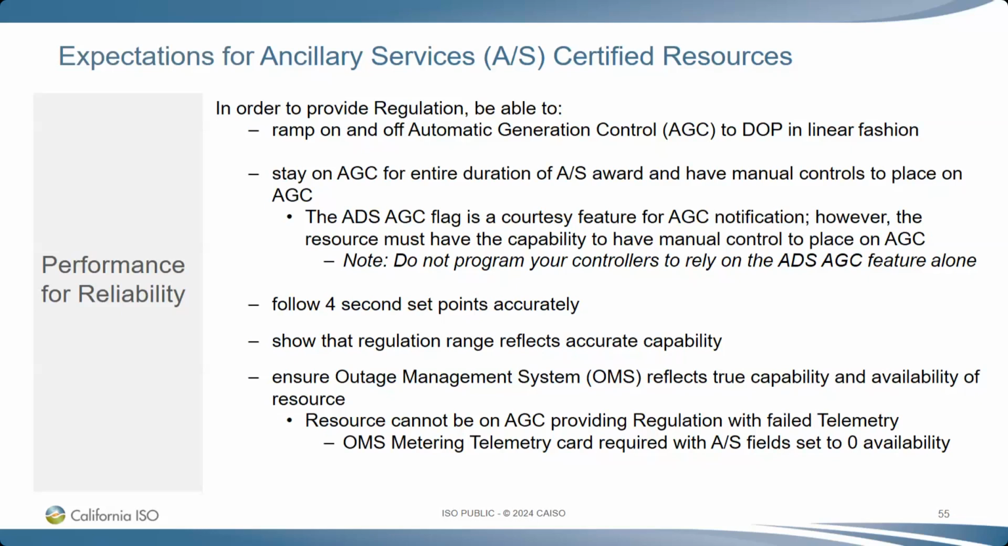A resource cannot be on AGC providing regulation with failed telemetry. Somebody asked earlier about telemetry. If that is failing, then you're not going to be able to be considered for this AS, because the OMS metering telemetry card is required with the AS field set to a 0 availability if that's not capable.